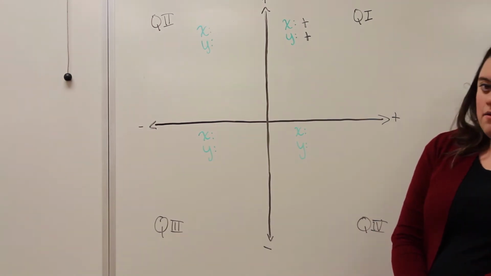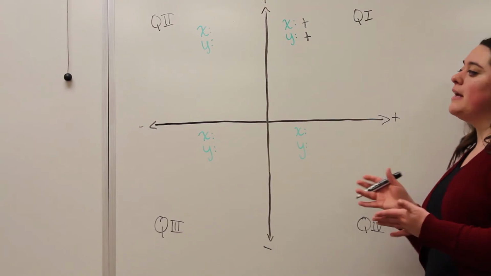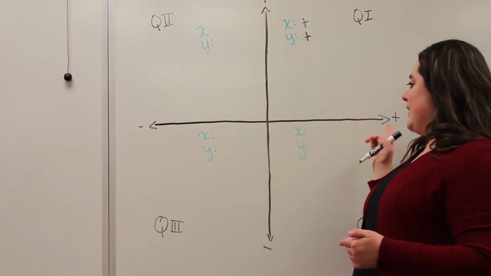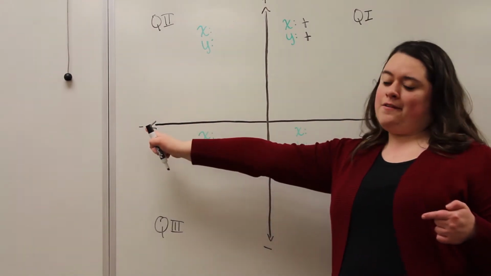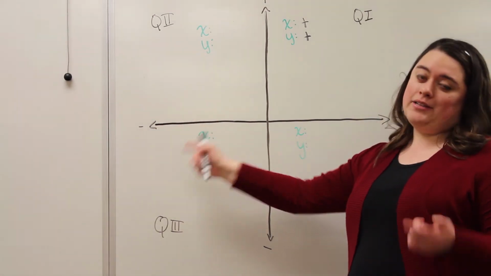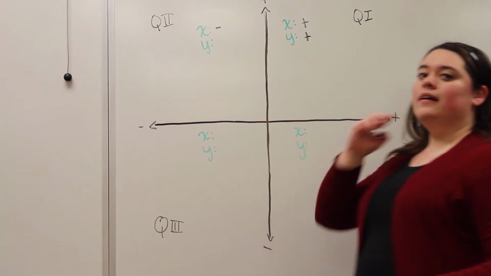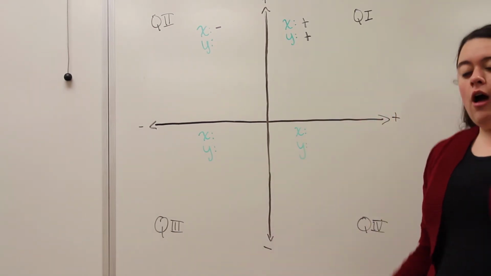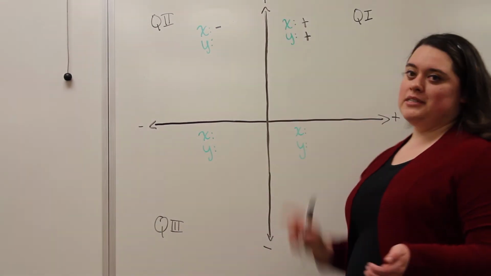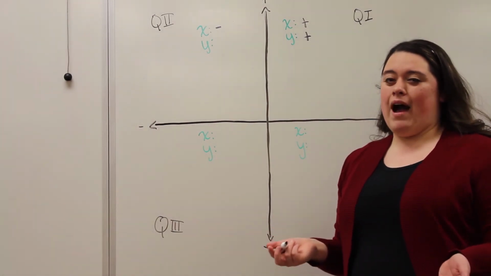Okay, what about in quadrant 2? Well, if we take a really close look, on the x-axis, we're going to be using the negative part. So the x values are always going to be negative. The y values are always going to be positive because we're still using the positive part of the y-axis.